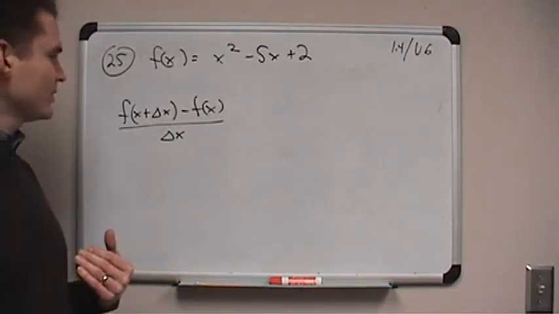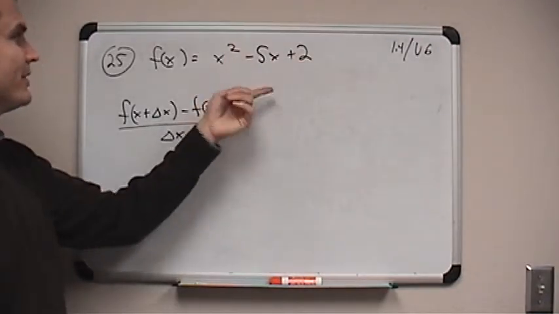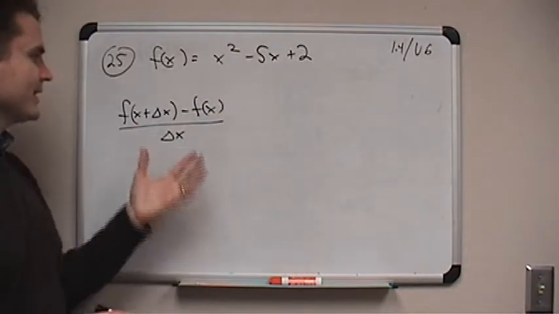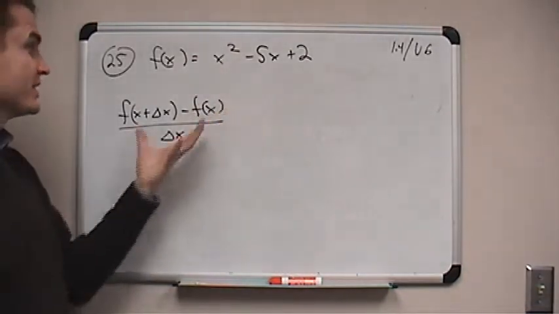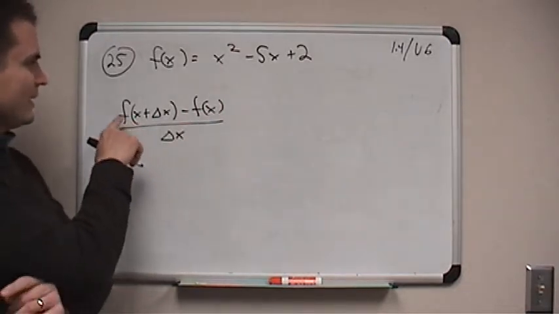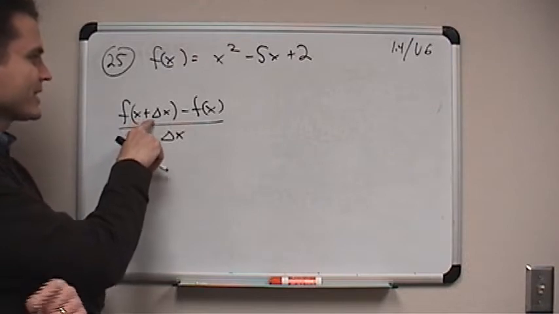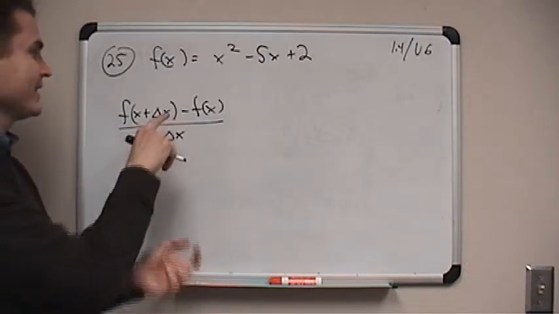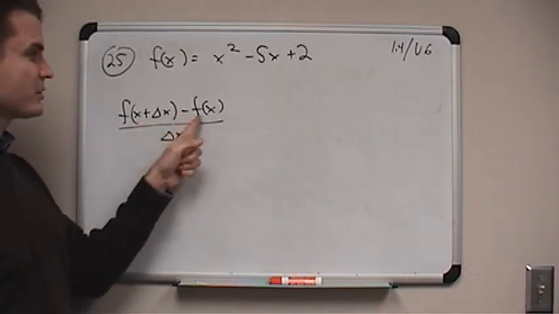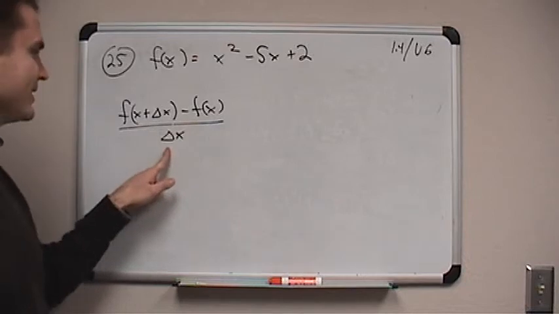What it's asking us to do is take a function, we'll take this one as an example, f of x, in this case x squared minus 5x plus 2, and substitute it into this formula. If you look at what's happening here, in the numerator of this fraction we've got f of x plus, and that's red, delta x. So we're composing, we're putting something into f right here. Then we subtract the original function, f of x, and divide the whole thing by delta x.